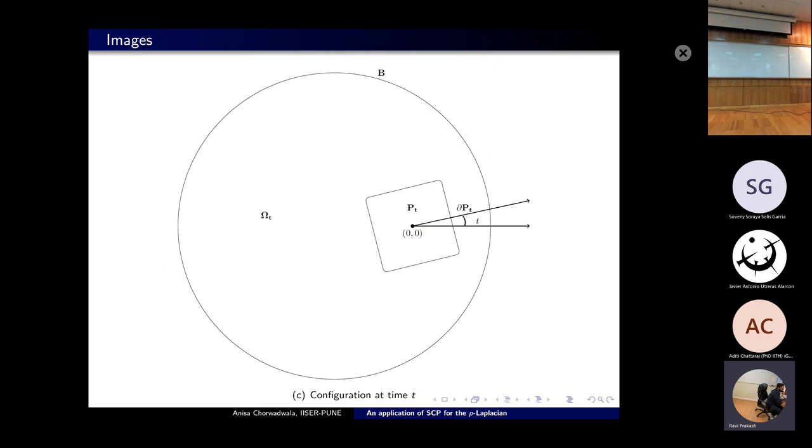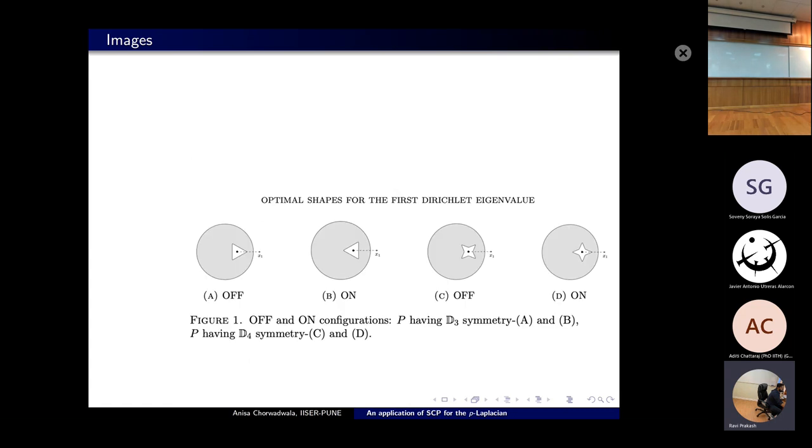So when I rotate the square, the original axis of symmetry of the square, which was the x-axis earlier, now becomes a rotated axis, which makes the angle theta with the positive x-axis. The new square I will call P_t, and the new domain, which is B minus P_t, I will call Omega_t. So this is for n equal to odd. These are the configurations which we will call off configurations, and these are the ones we will call on configurations.